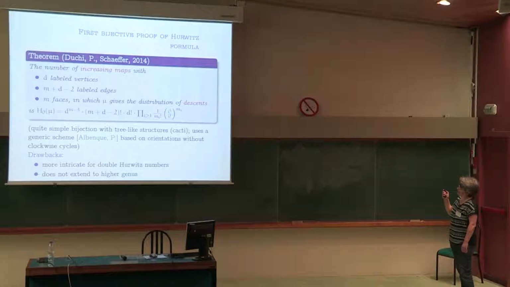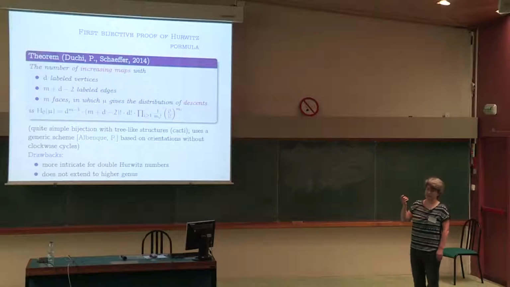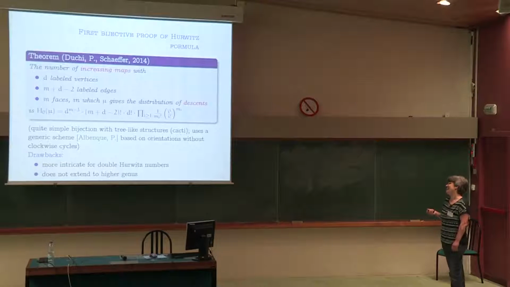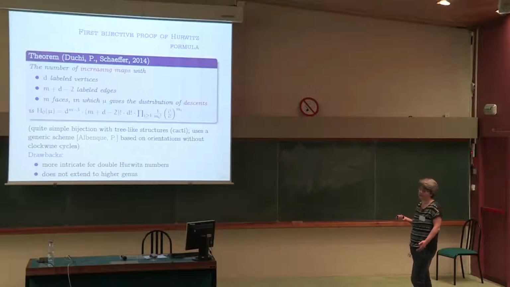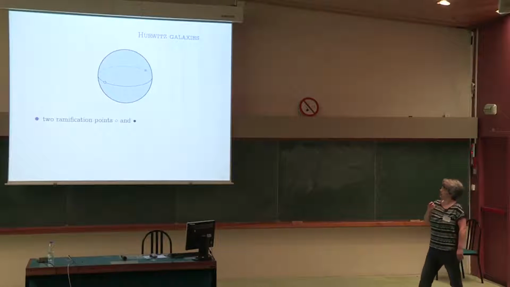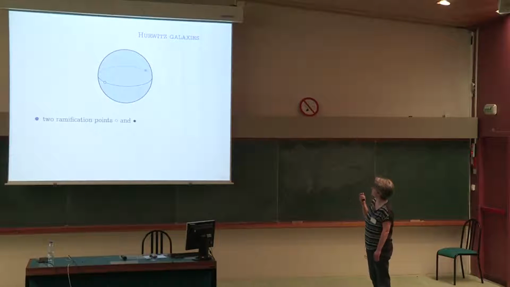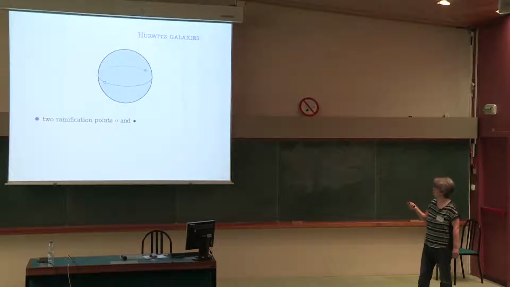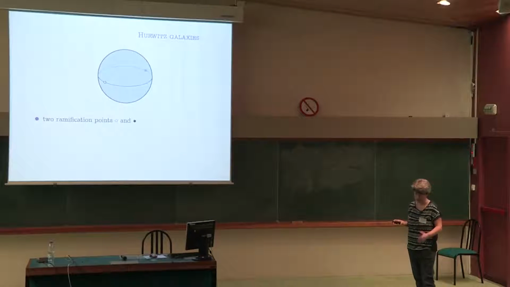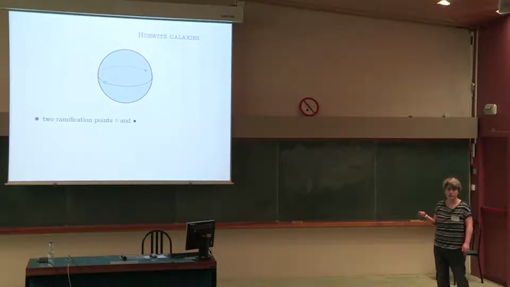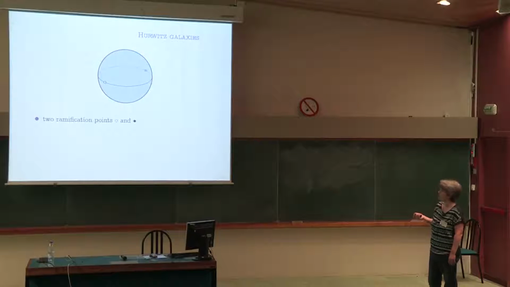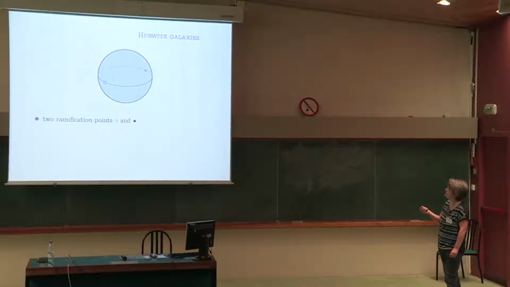So I will try to explain another bijection, which is much more intricate, but that extends absolutely naturally to double Hurwitz numbers and to higher genus. So what will I look at? I will define what I call Hurwitz galaxies. So first of all, I look at the sphere. In the double counting problem, I want two complex ramification points. So let's say that these are these two points, white and black.